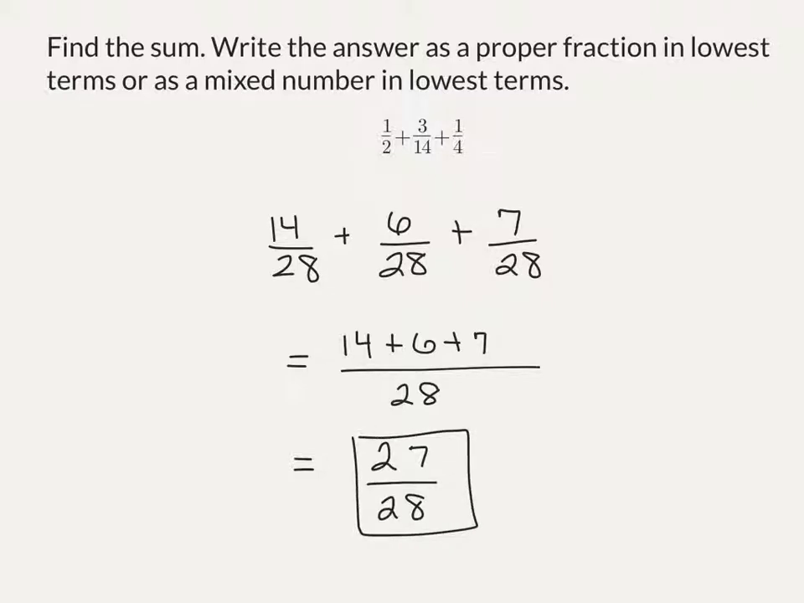And this is my final answer because 27 over 28 cannot be reduced in lowest terms. This is as low as this fraction can go. So 27 over 28 is my final answer.